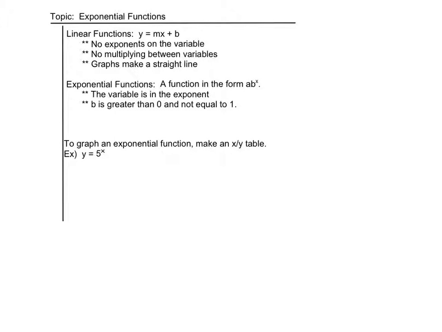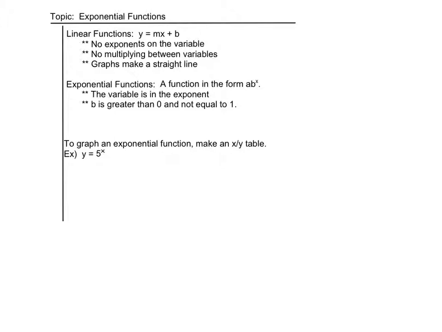So notice that that means we have no exponents on our variables, there's no multiplying between variables, and our graph makes a straight line. You might think, when I say no multiplying between variables, what about m and x? Remember, m stands for some constant slope. And we could have a straight line with a positive slope, a straight line with a negative slope, a straight vertical line, or a straight horizontal line. Okay, so that's what we focused on so far.